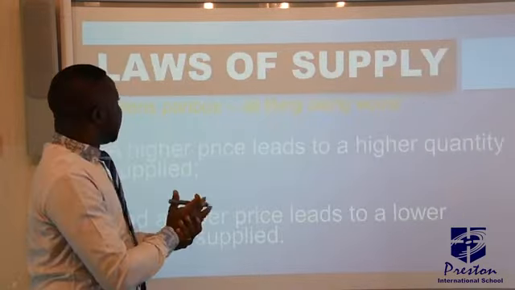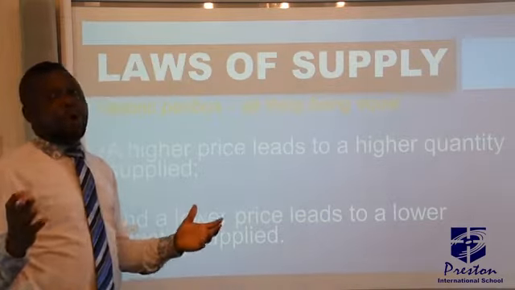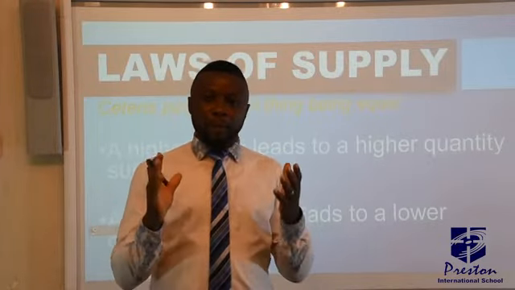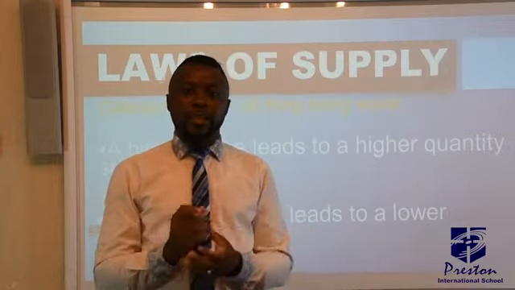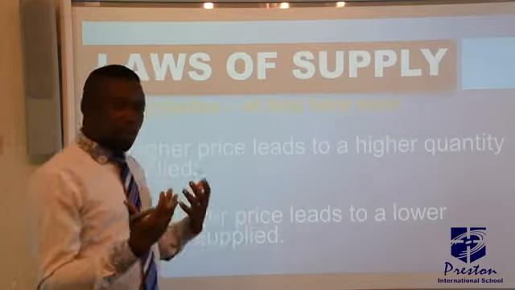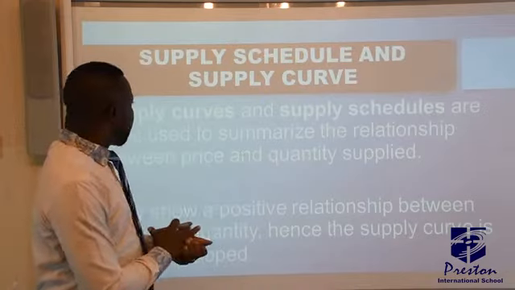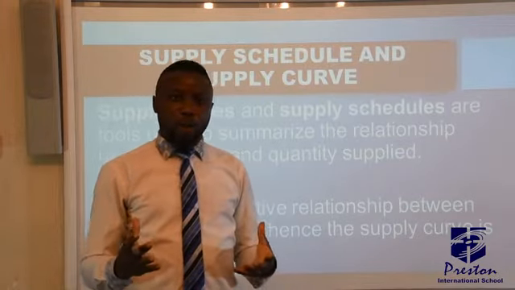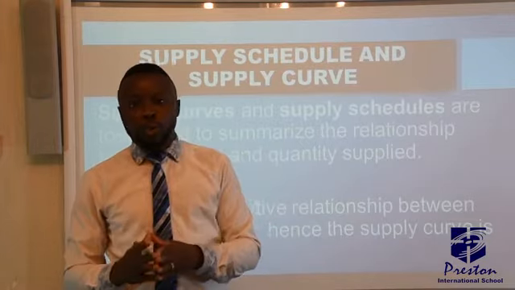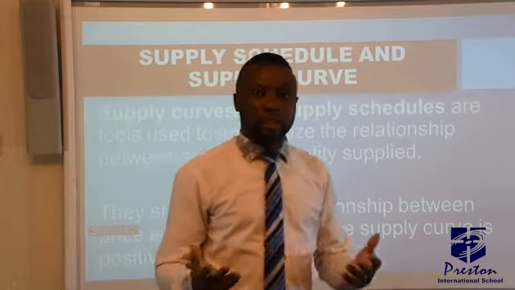Now let us look at the laws of supply. Ceteris paribus, that means all things being equal, the law of supply says the higher the price, the higher the quantity supplied. And the lower the price, the lower the quantity supplied. Now, what is this telling you? It's showing us that for the supply curve, there is a positive relationship between price and quantity.